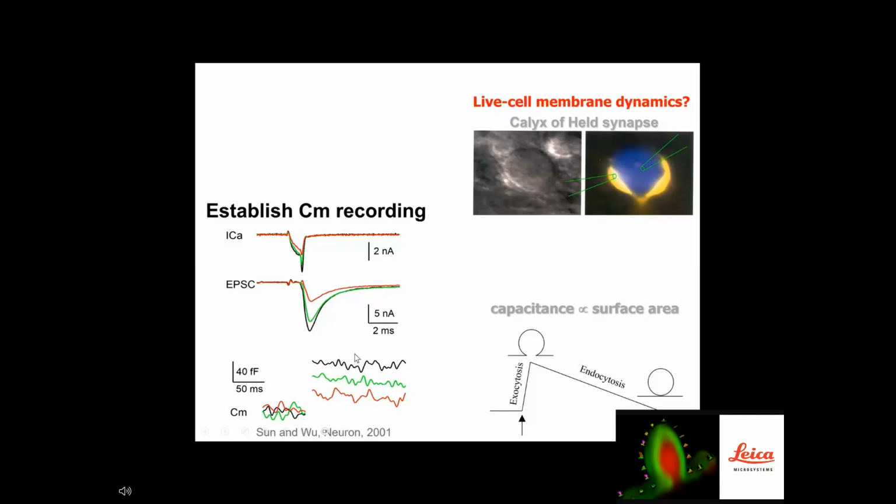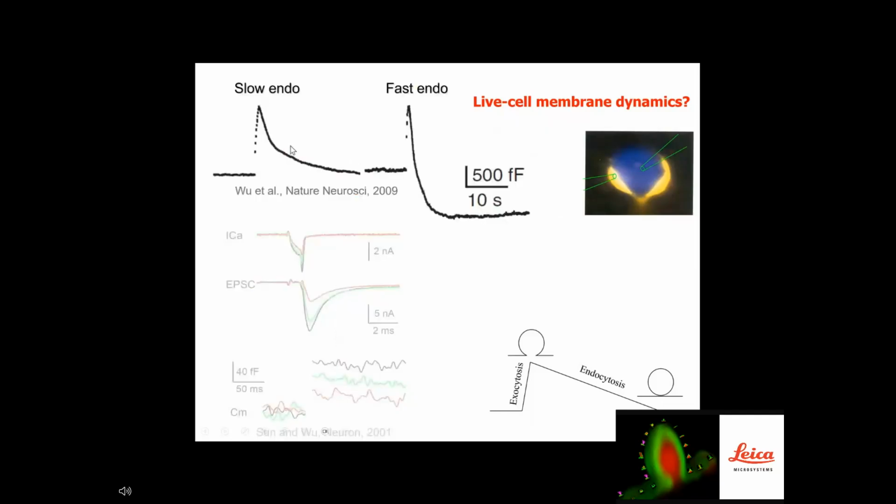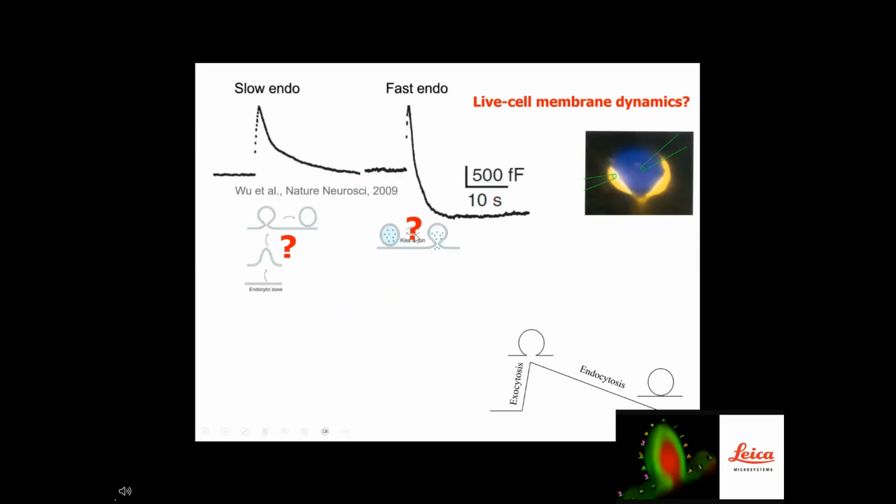With the establishment of these techniques, we then recorded endocytosis. We see endocytosis, slow ones and fast ones, which take about seconds or so. This has been interpreted as kiss-and-run, but some people will argue that it could still be caused by a very fast flat-to-wrong transition. At the time, we didn't know which one was right.